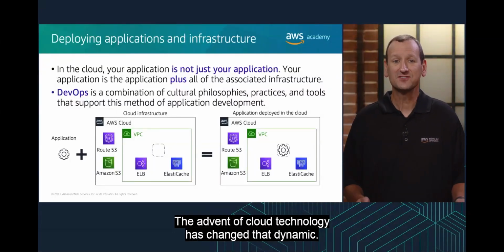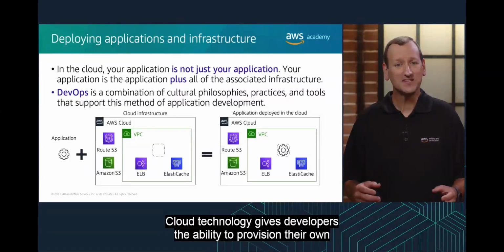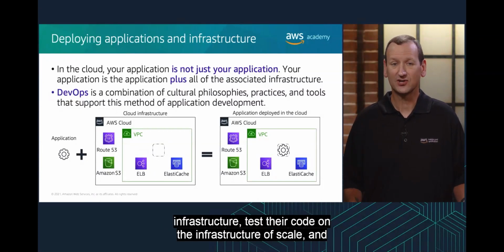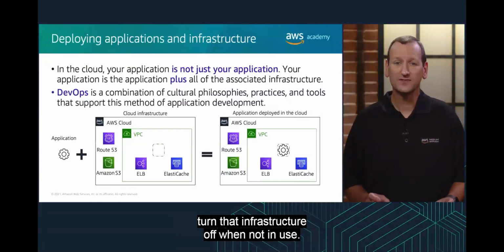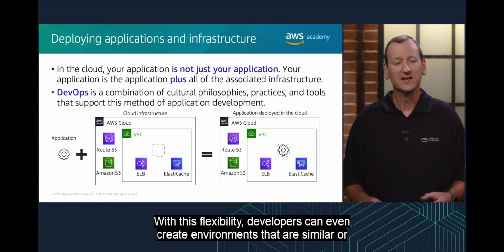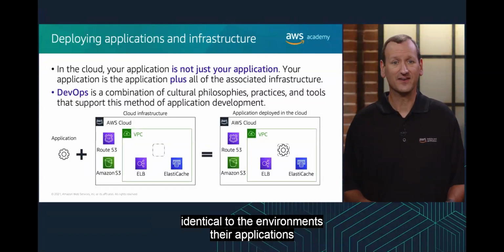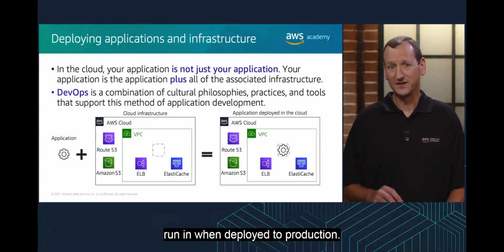The advent of cloud technology has changed that dynamic. Cloud technology gives developers the ability to provision their own infrastructure, test their code on that infrastructure at scale, and turn that infrastructure off when not in use. With this flexibility, developers can even create environments that are similar or identical to the environments their applications run in when deployed to production.